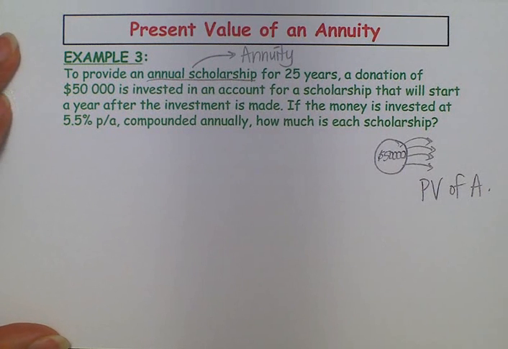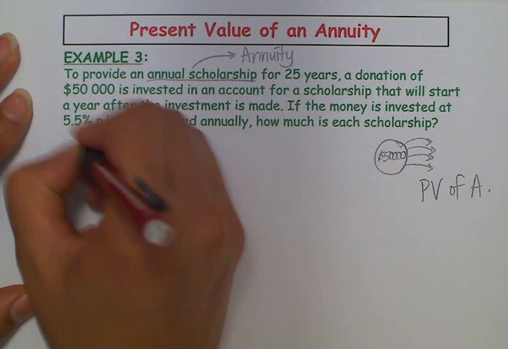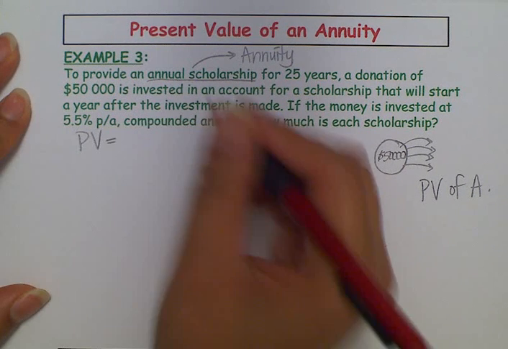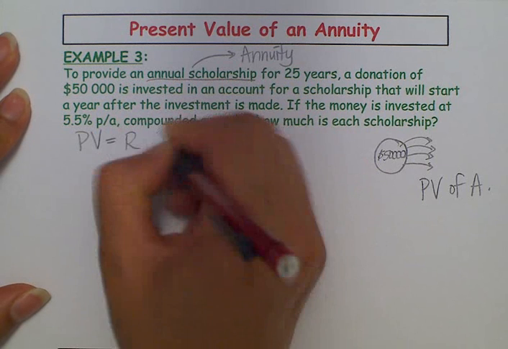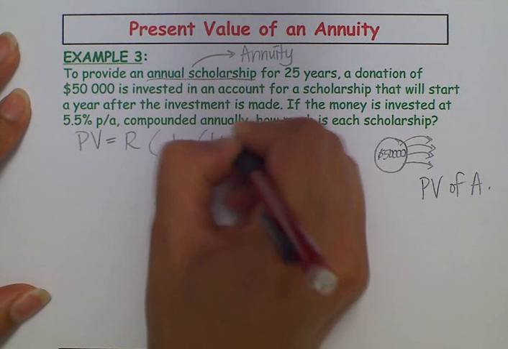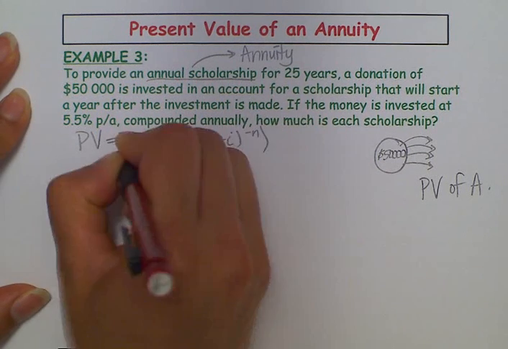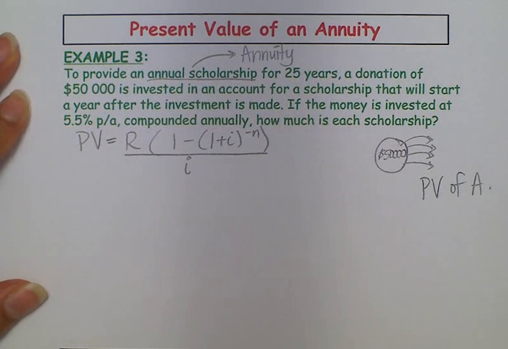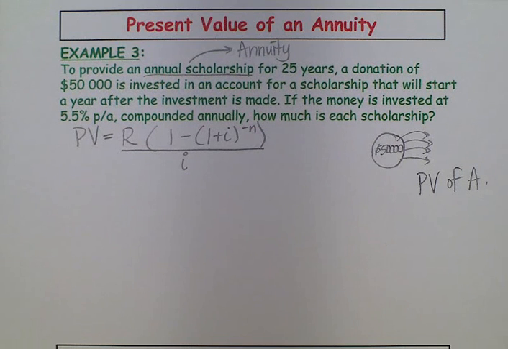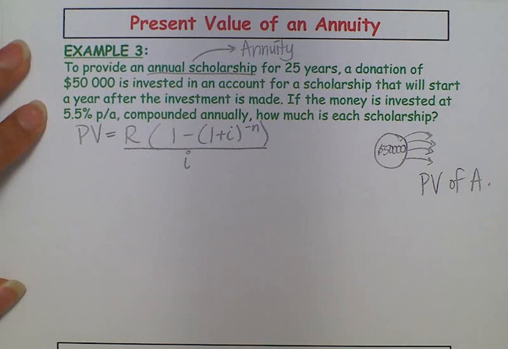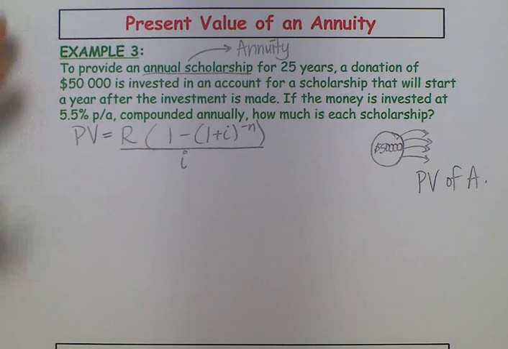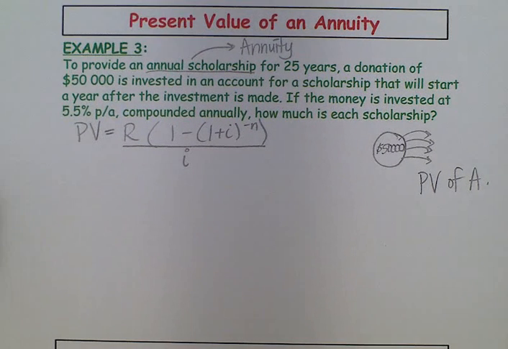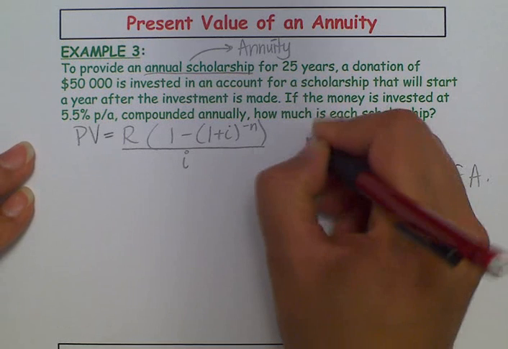Okay? So let's start with the formula for present value of an annuity. Present value equals R times 1 minus 1 plus I to the exponent negative n, all over I. Now let's think about the information that we know. First of all, I know that the present value is $50,000. That's how much the investment is worth right now. So the present value is $50,000.